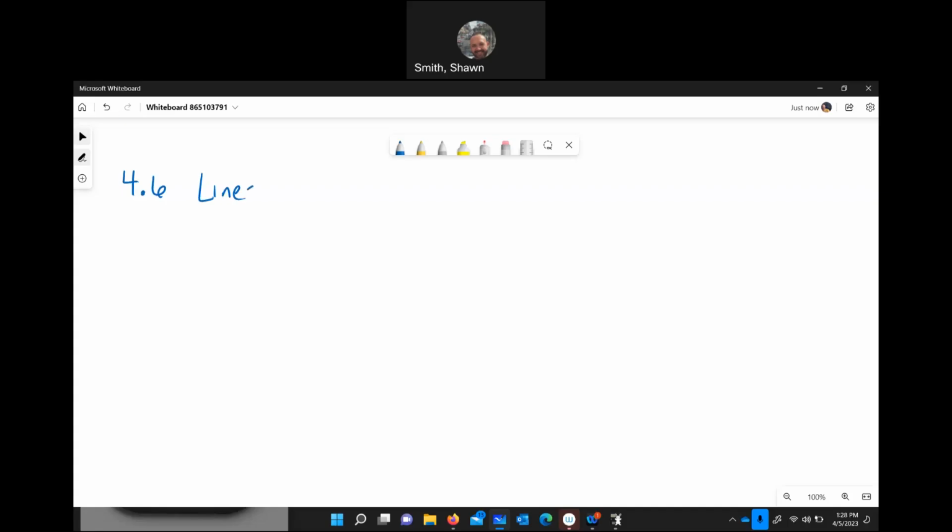4.6, linear approximation and differentials.